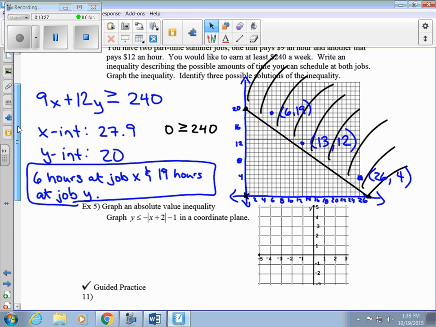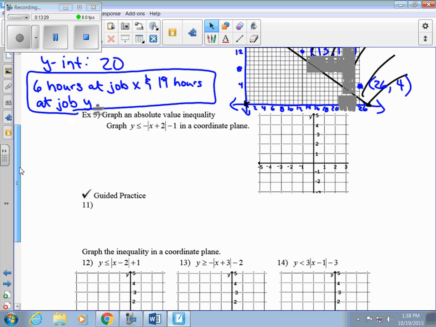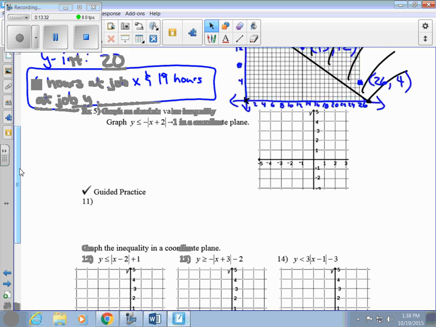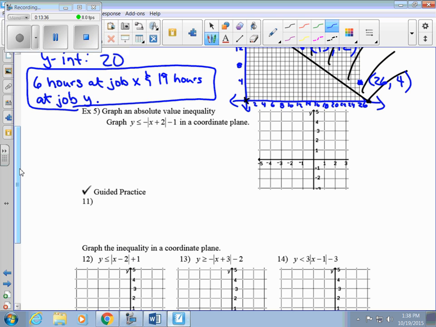So now down to example 5. We're going to graph an absolute value function, just like we did in section 2.7. Now we're going to graph these in section 2.8, only if we look at this, it's now going to be an inequality. So we're going to start with the same thing we did before. We're going to find the vertex. So that's going to be -2, -1. So I'm going to mark that. -2, -1.